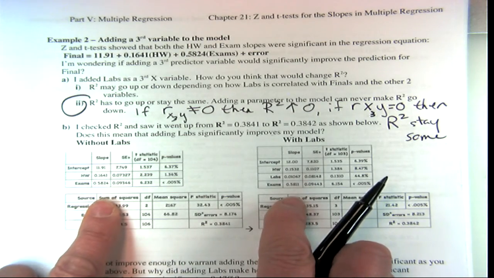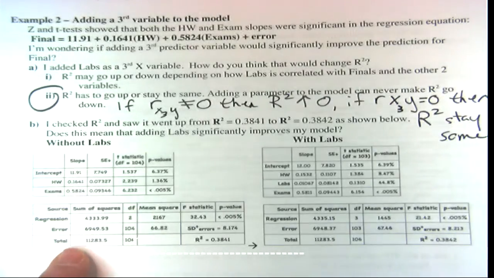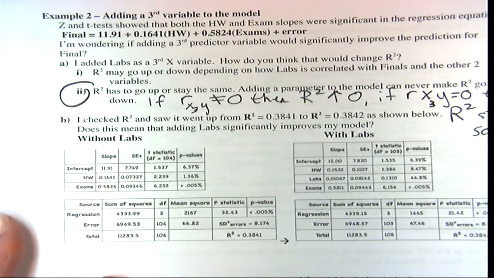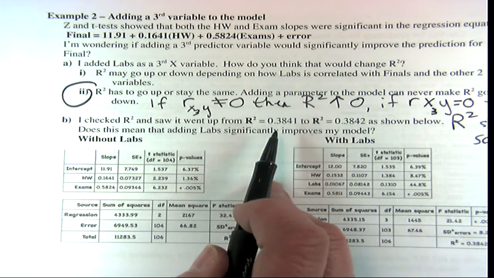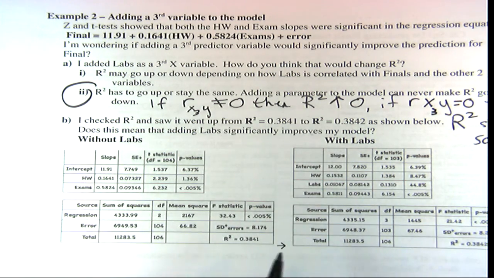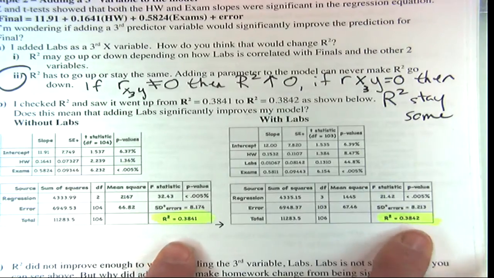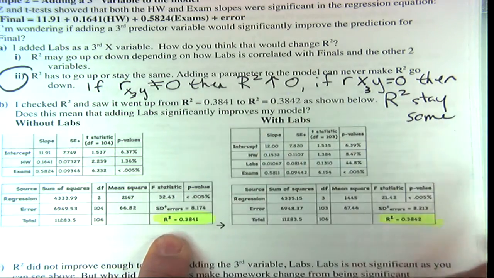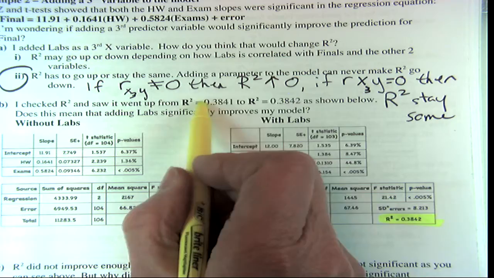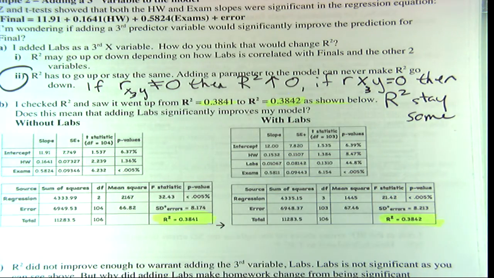Okay, so I checked R squared. Can you see this? Maybe I should zoom in a little bit. Model building is kind of fun because you get to say, oh, what's happening here? Okay, so I checked R squared, and it went up a tiny bit. Look at this. Just a tiny bit. Okay? Does that mean that labs significantly improved my model?